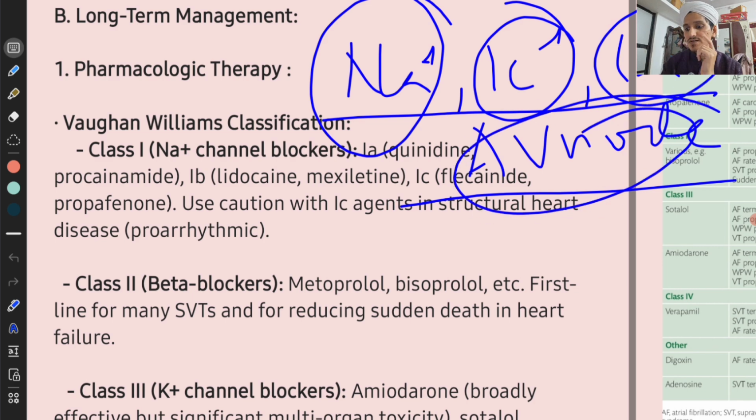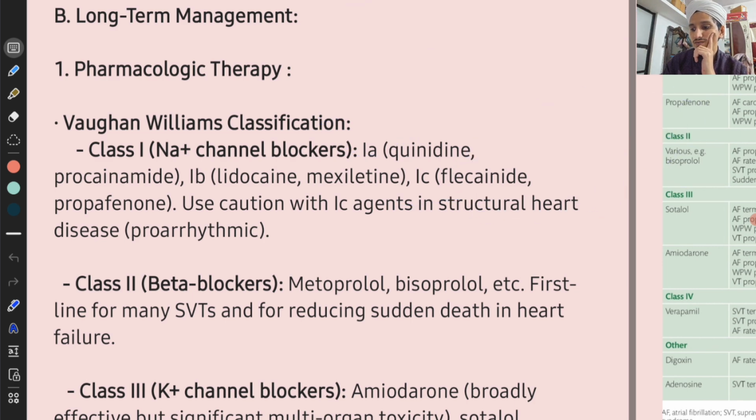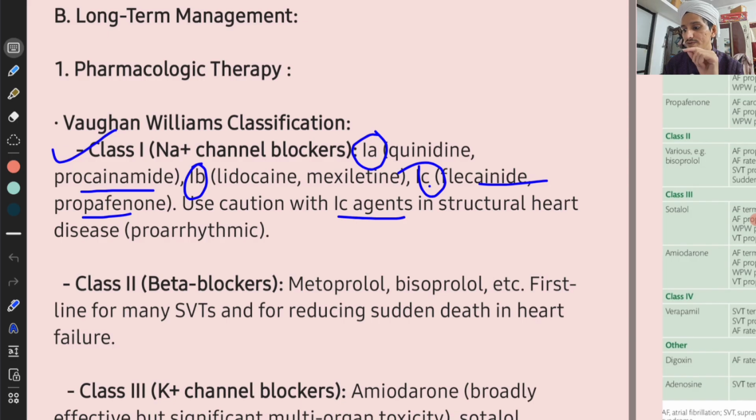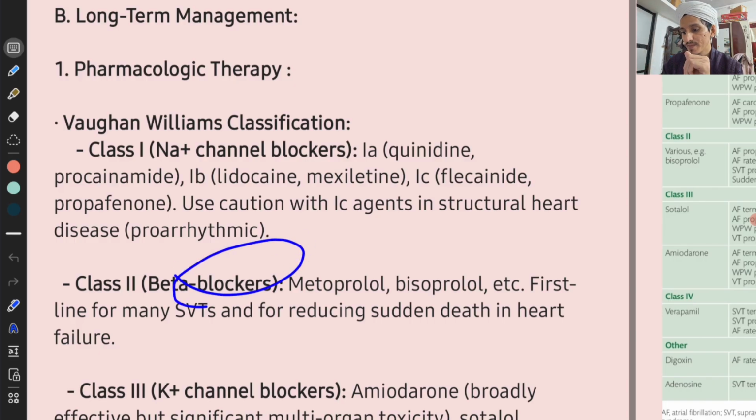Class 1 are sodium channel blockers, classified as 1A, 1B, 1C; we'll see in the next chart. Remember procainamide, flecainide, propafenone. One important thing: 1C agents, flecainide and propafenone, should not be used in structural heart disease because they are proarrhythmic. Class 2 are beta blockers, metoprolol, bisoprolol. These are first line for SVTs.